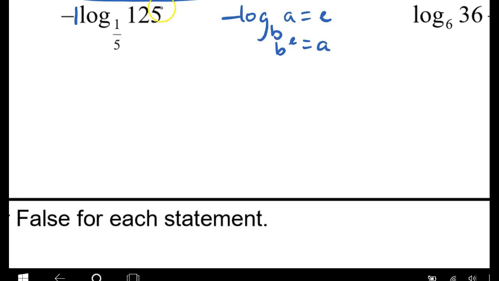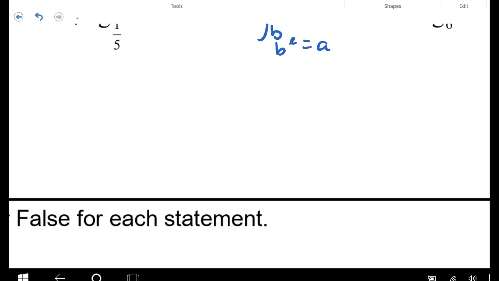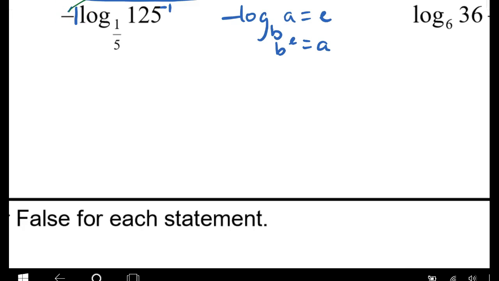And remember, if we had an exponent here to begin with, let's say on the 125, we could take that exponent and move it into the front. That's the power property. But we can also do the opposite. We can go backwards. I can take that 1 and bring it back to the exponent spot on the 125. So I can go back and forth. So now this is going to be written as log base 1 over 5 of 125 to the negative 1.